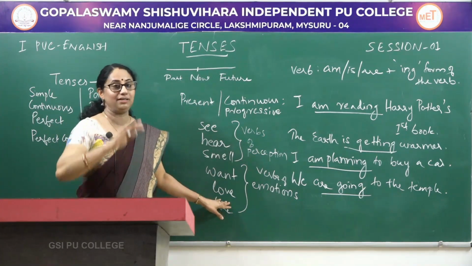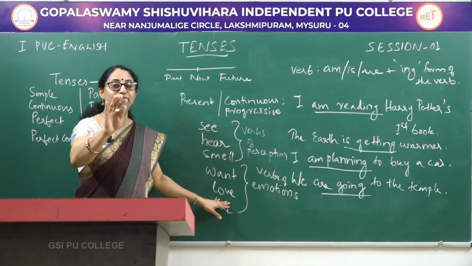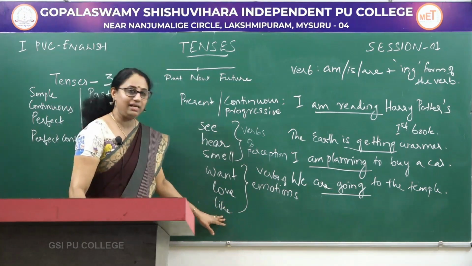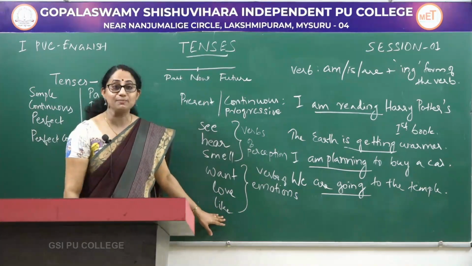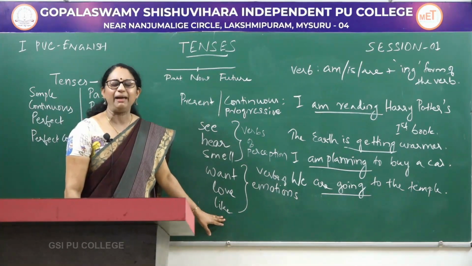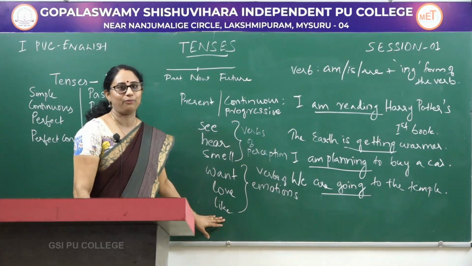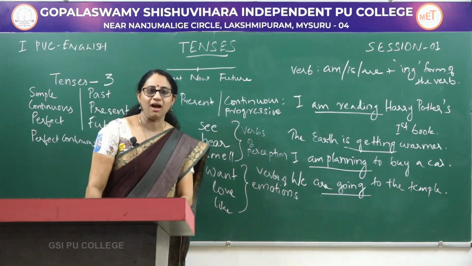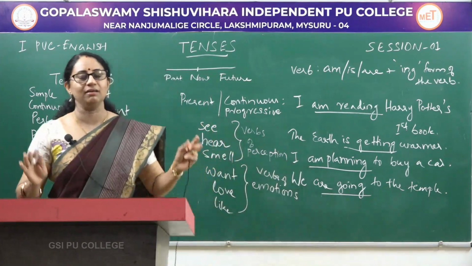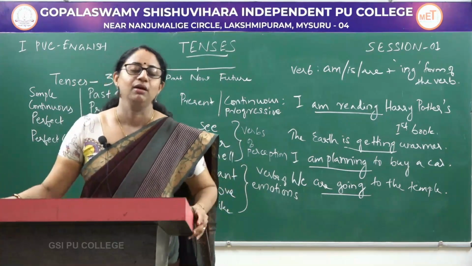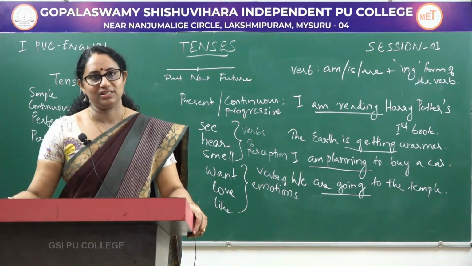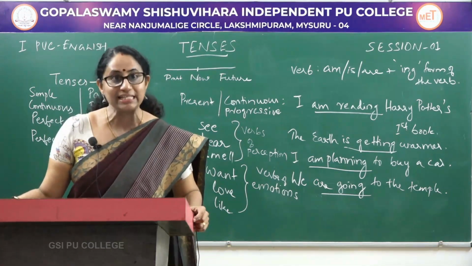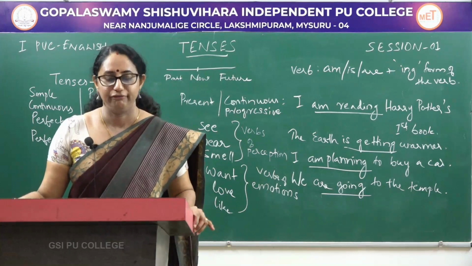Probably the action is continuous, but you usually say I love you, not I am loving you. And I like this book, and I am liking this book is wrong. Okay? So, there are certain verbs which have to be used in simple present tense rather than being used in continuous. Now, let us move on to the next tense, present perfect.